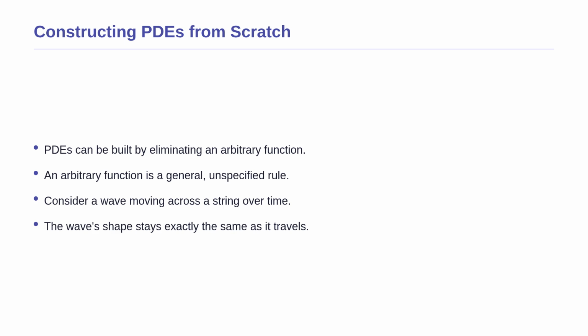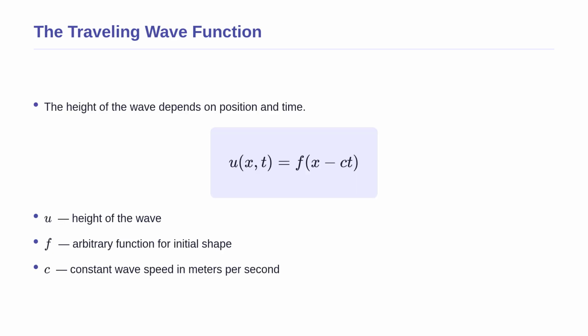To see this in action, let us imagine a wave moving across a string, where the shape of the wave stays exactly the same as it travels forward in time. We can describe this wave's height using a function of position and time. This concept leads us to the mathematical model of our wave.